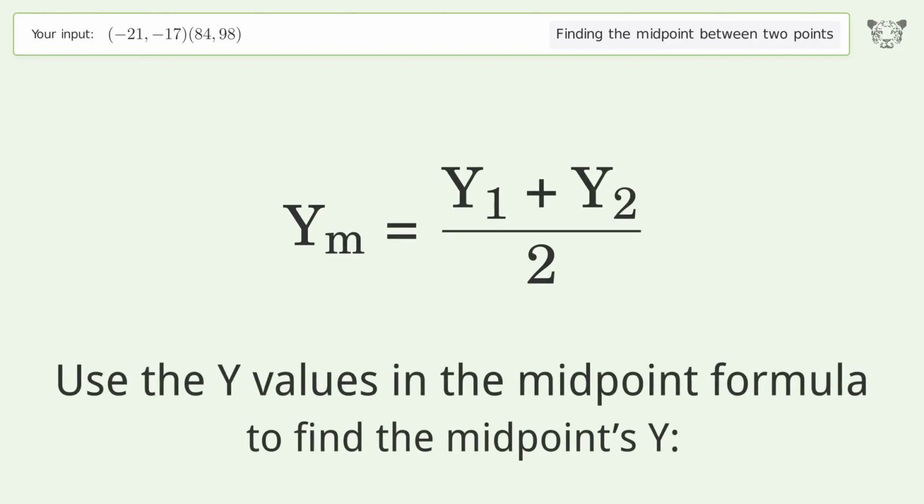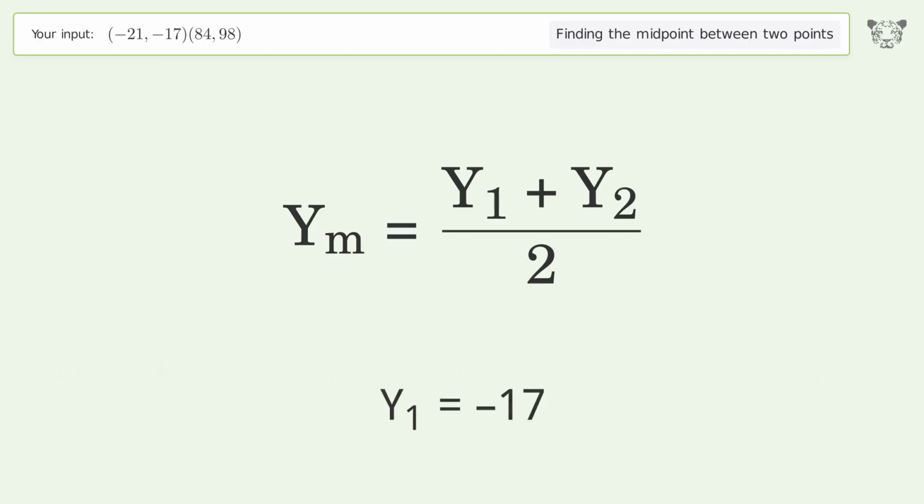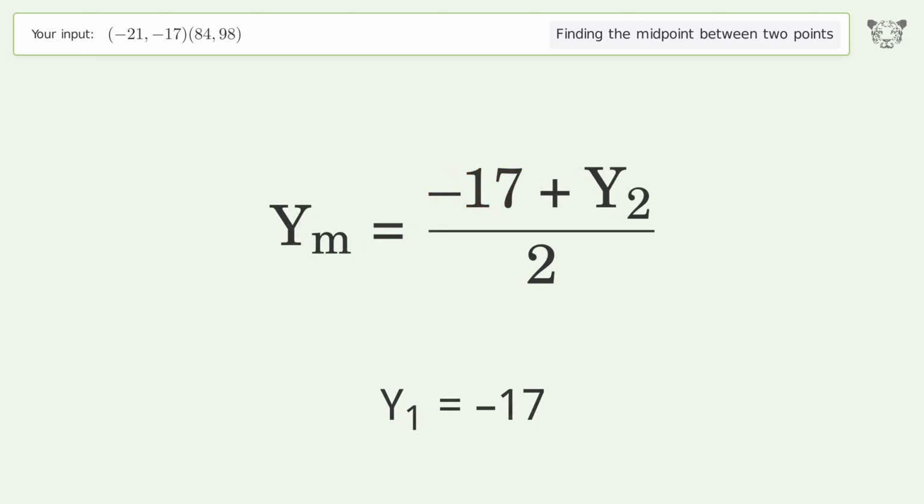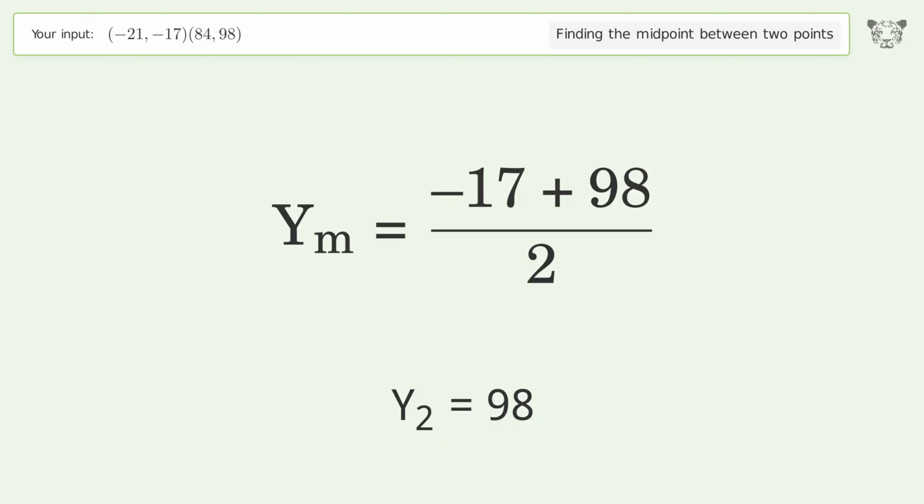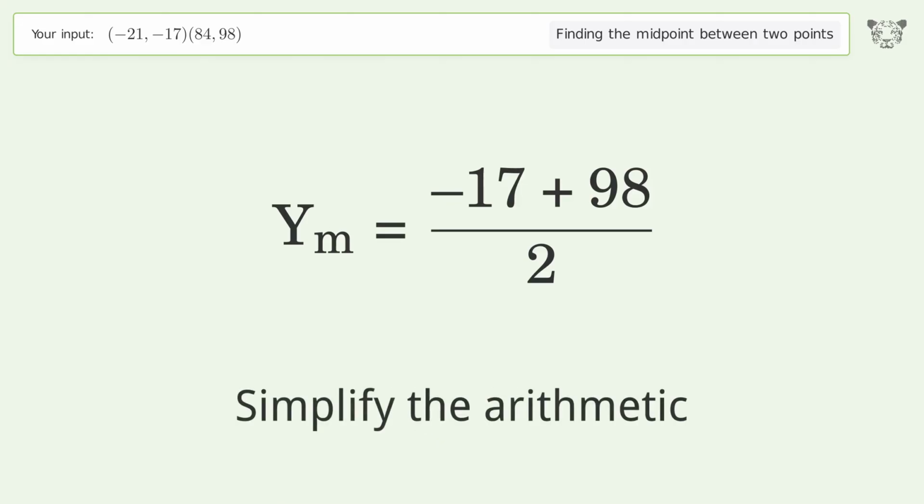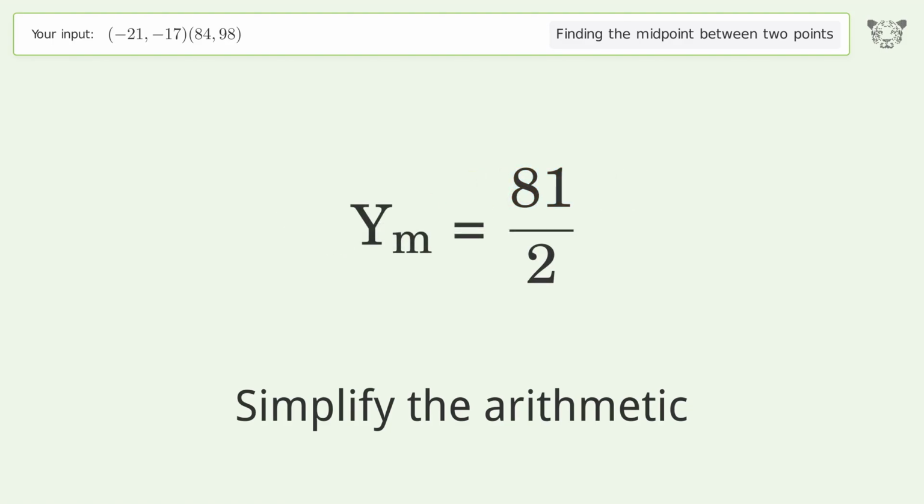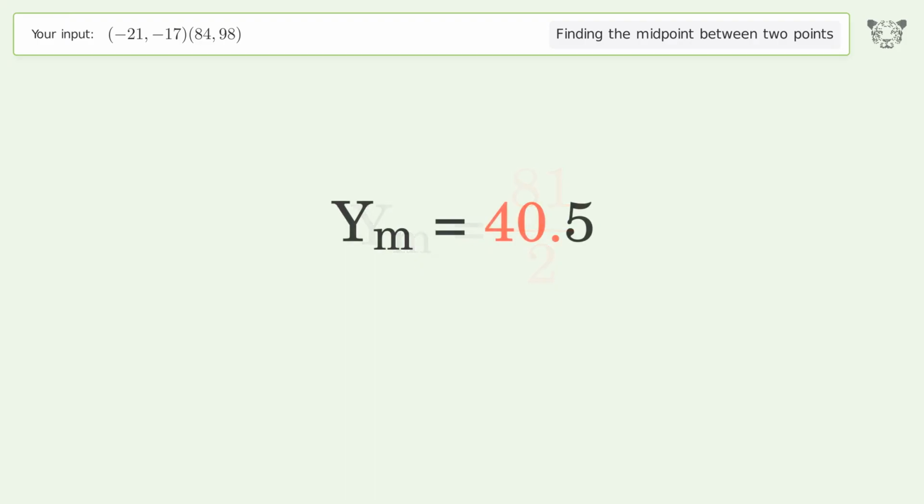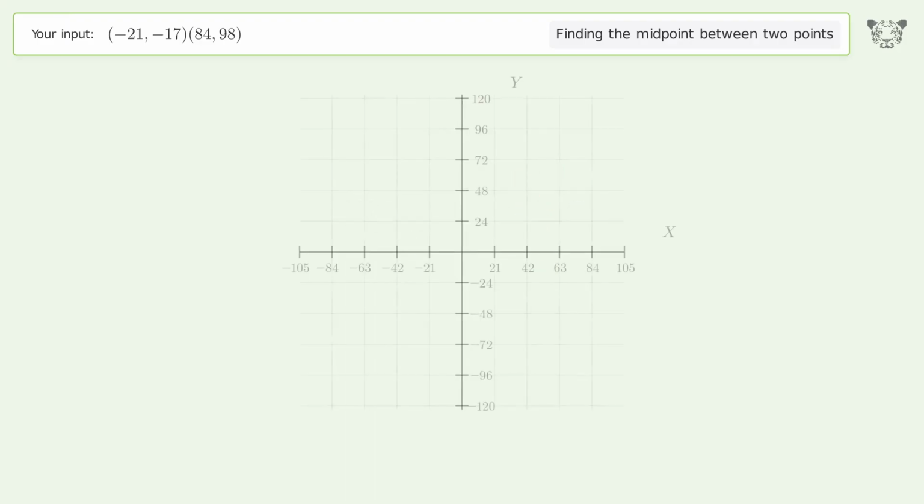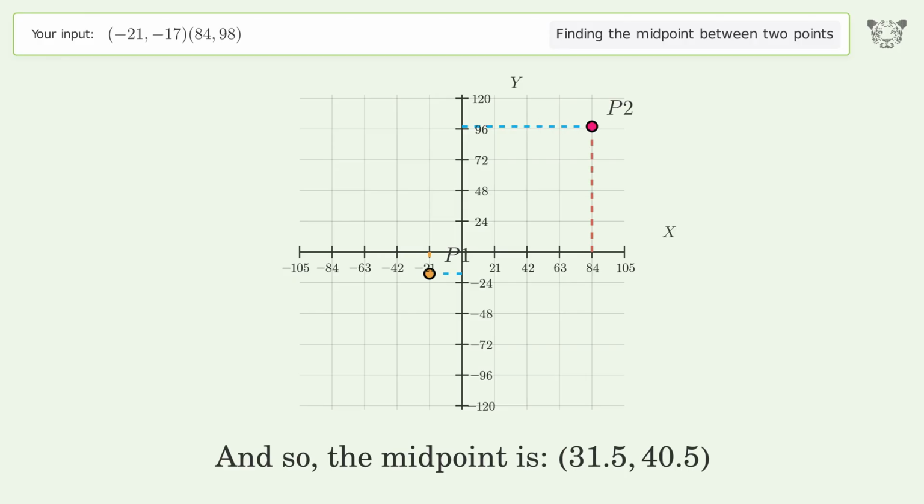Use the y values in the midpoint formula to find the midpoint's y. y1 equals -17. y2 equals 98. Simplify the arithmetic. And so, the midpoint is 31.5, 40.5.